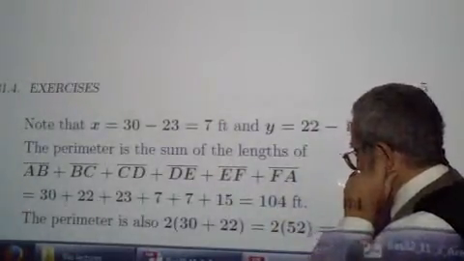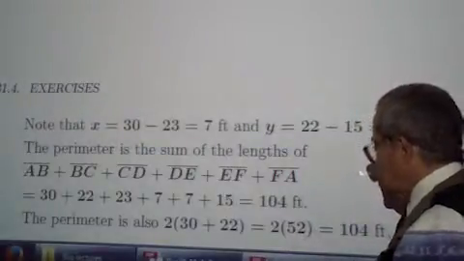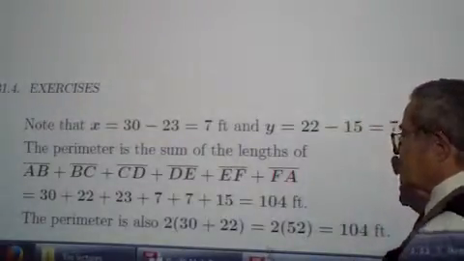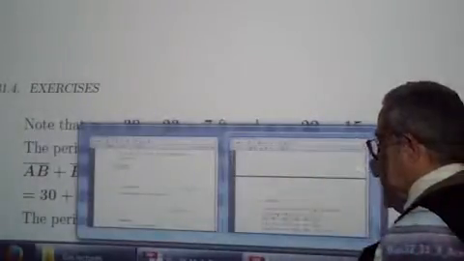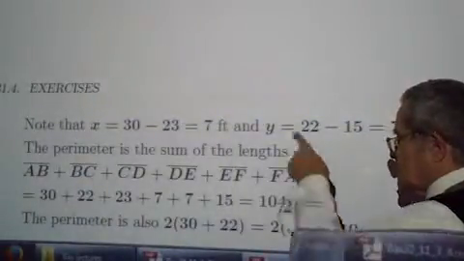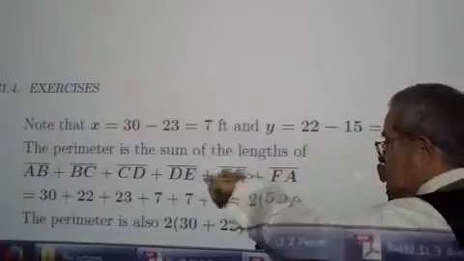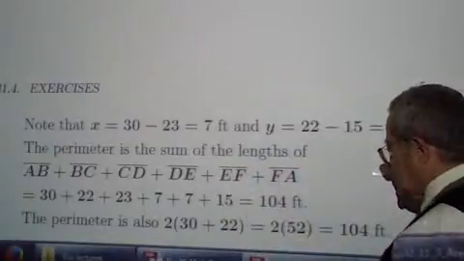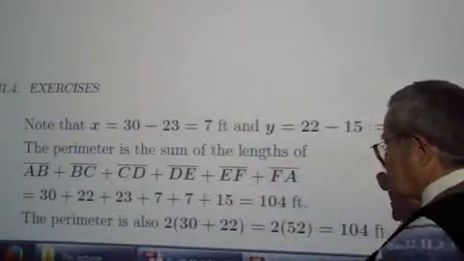If you had gone the way that we normally do, in other words, just follow the perimeter, you go through the cut, you add all these numbers, you also get 104 feet.